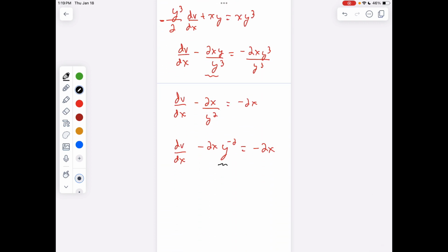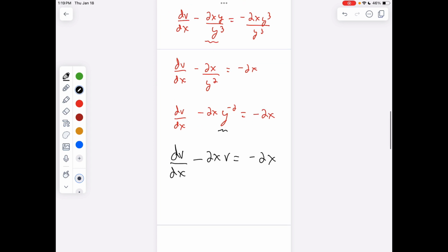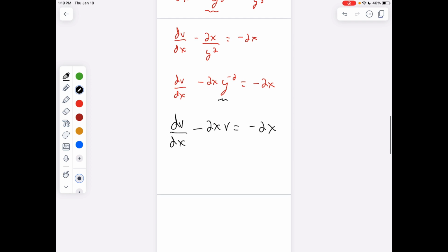So another way of writing this would be dv dx minus 2xv equals minus 2x. And this is a first order linear equation. That's what it comes down to. I'm not going to go ahead and solve the whole equation, because the purpose of this video was to just go over the substitution that you make.